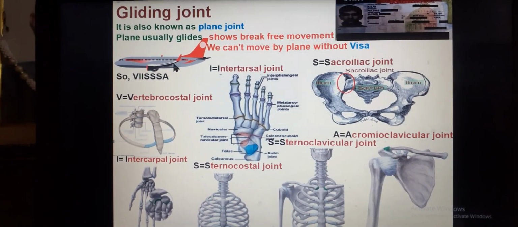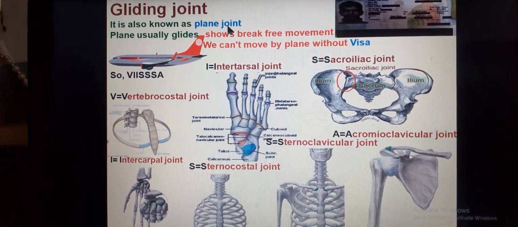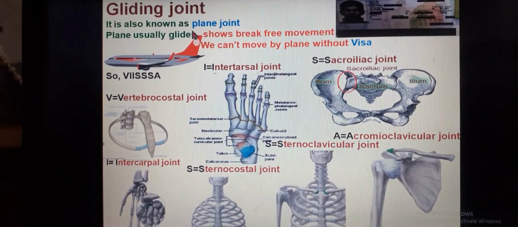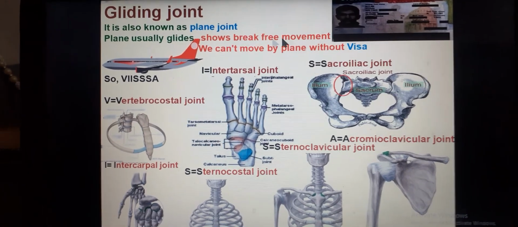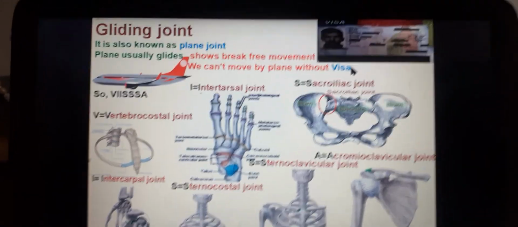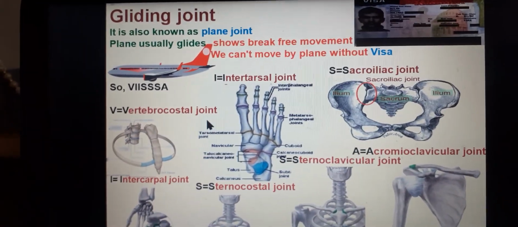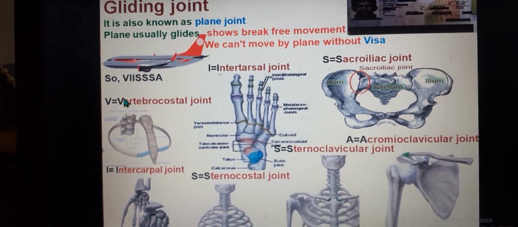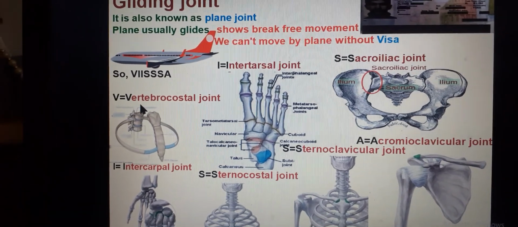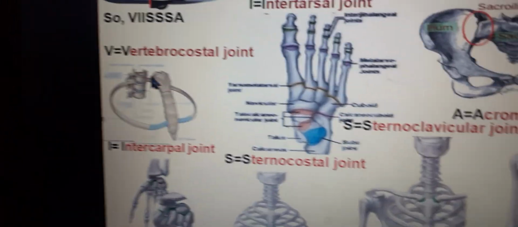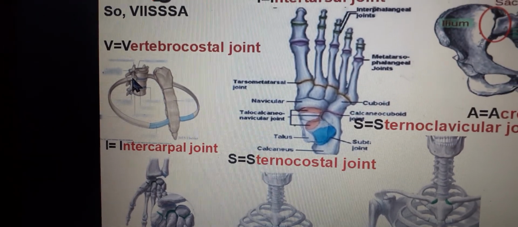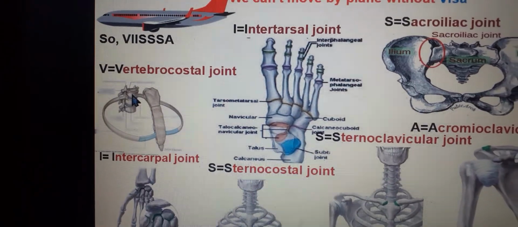Now coming to gliding joint, it is also known as plane joint. Plane, this is plane. We usually glide. So it's free movement. We can't move by plane without a visa. This is visa. So what will be the examples of gliding joint? It is VISA: 2 I's and 3 S's. So V for vertebrocostal joint, in between the vertebra and the rib. The vertebrocostal joint is a gliding joint or plane joint.